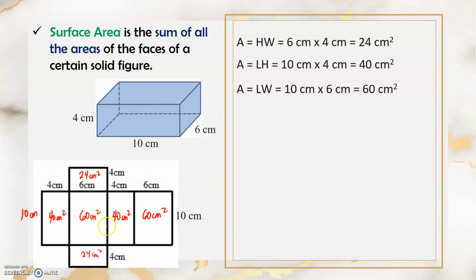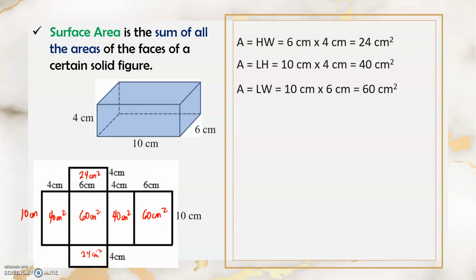Now, if we will compute for the areas of the other faces, you'll notice that this one is 40 square centimeters since this is also 10 centimeters. Then this is 60 square centimeters since we have 6 centimeters here and this is also 10 centimeters. Then here we have 24 square centimeters because this is also 6 centimeters since the opposite side measures 6 centimeters. And 6 times 4 is equal to 24 square centimeters.